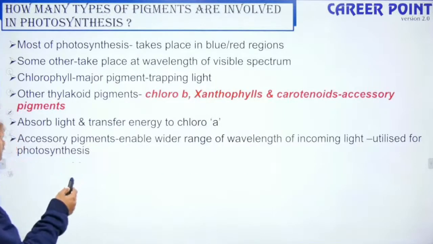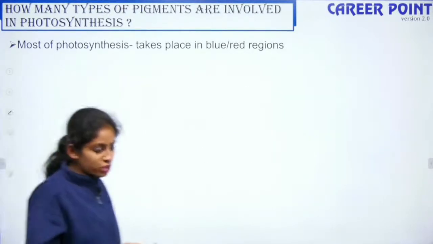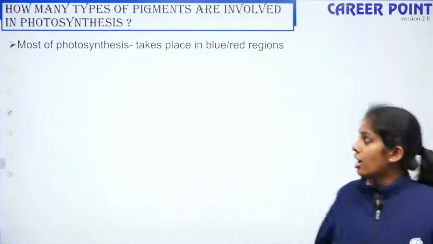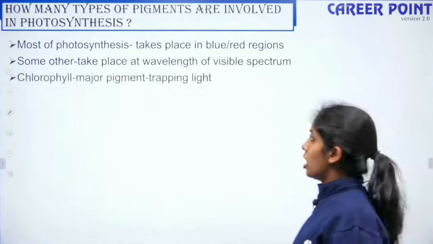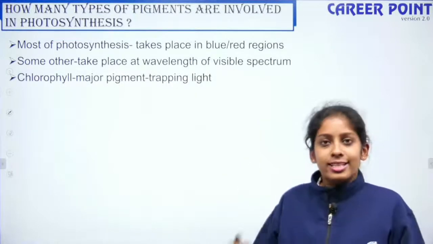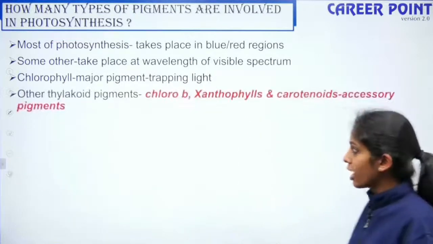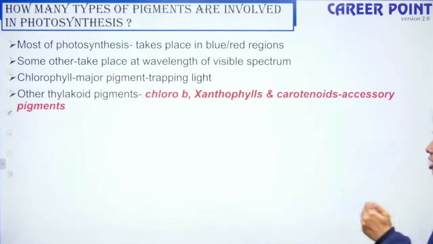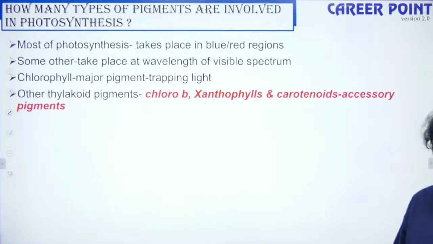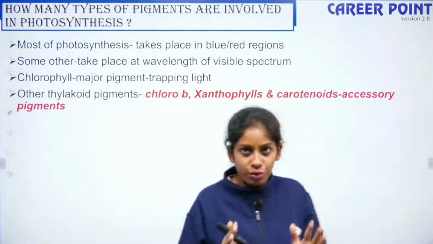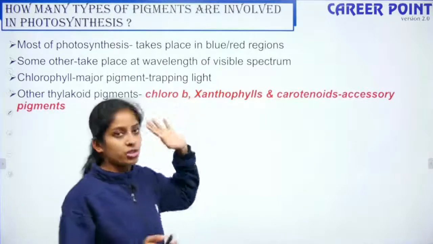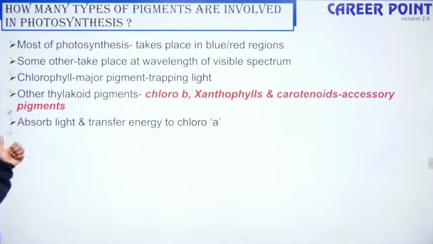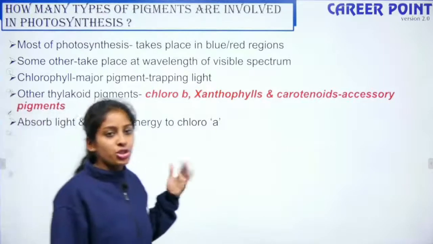Most of the photosynthesis takes place in the blue-red region, probably along chlorophyll A. Some other takes place at other wavelengths of the visible spectrum. So chlorophyll A is a major pigment that is important in trapping light. The other thylakoid pigments we have just seen, chlorophyll B, xanthophylls and carotenoids, are called accessory pigments. So you have the chief pigment, chlorophyll A, and the accessory pigments, chlorophyll B, xanthophylls, carotenoids. They absorb light and transfer energy to chlorophyll A.